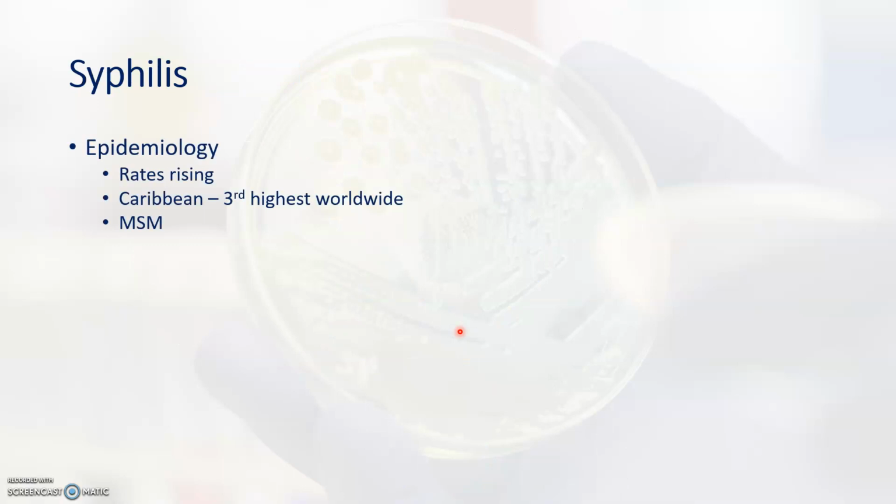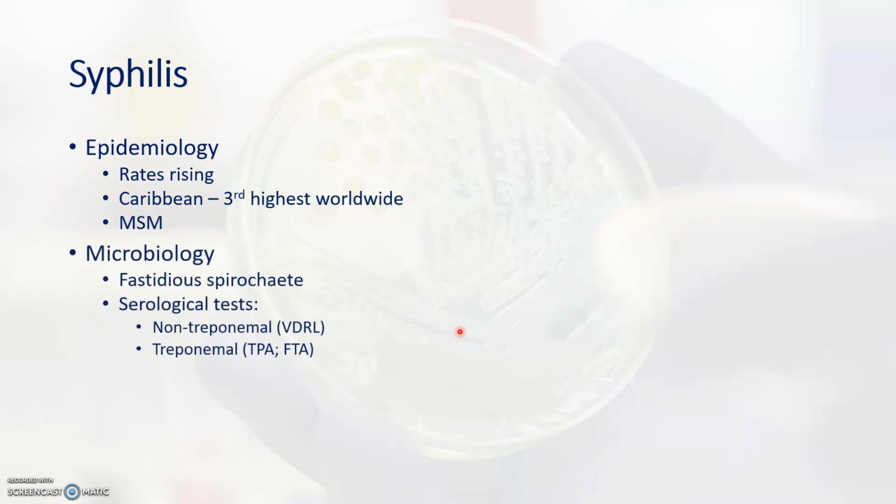So syphilis is a disease whose prevalence is rising worldwide, and the Caribbean has the third highest prevalence in the world. It's often associated with men who have sex with men and is also linked to HIV infection. It's a spirochete, it's hard to grow in the lab, and therefore we often depend on serological tests for diagnosis. The non-treponemal tests such as VDRL are used as screening tests, and the treponemal tests as confirmatory tests.